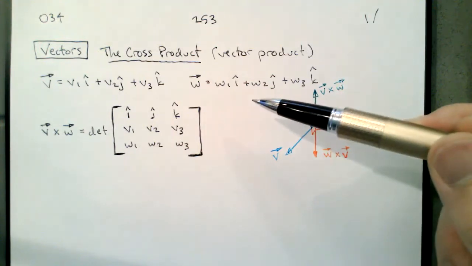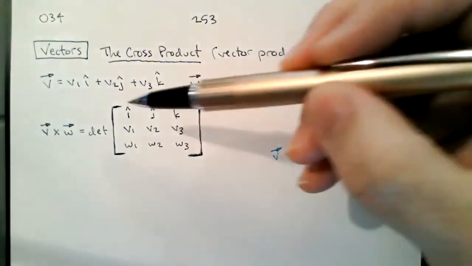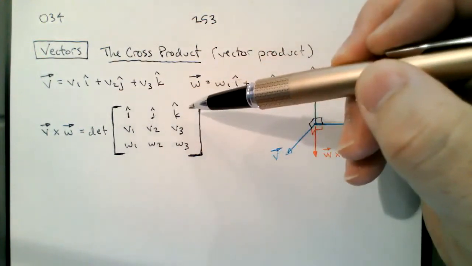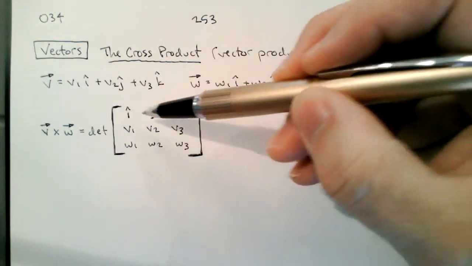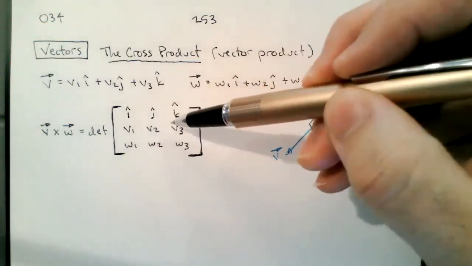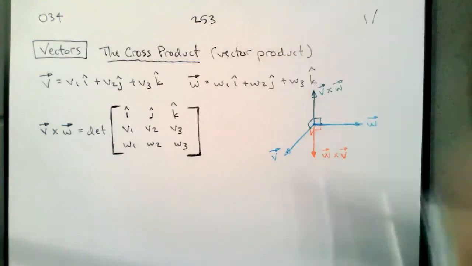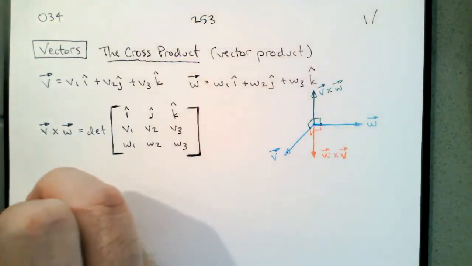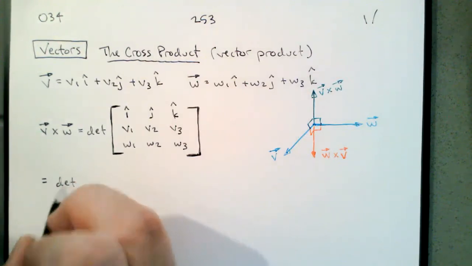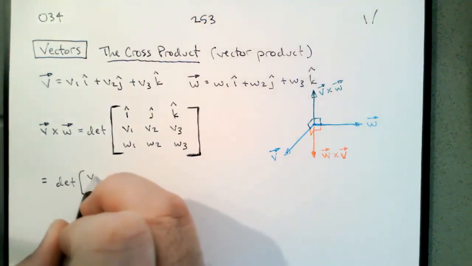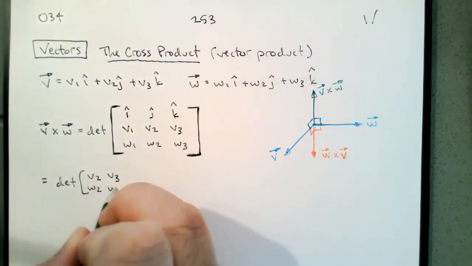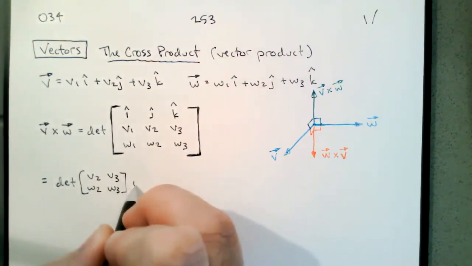So let's make this calculation. First, I'm going to expand around the first row. So the first cofactor will be i times the determinant of v2, v3, w2, w3. So this is going to be the determinant of v2, v3, w2, w3 times i.